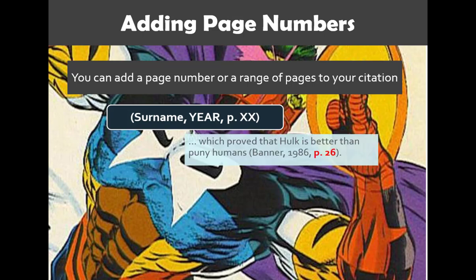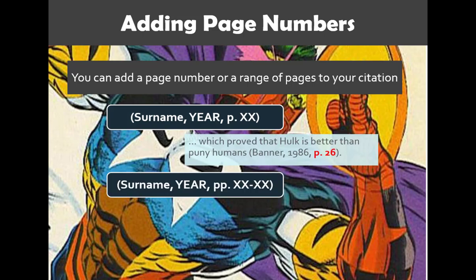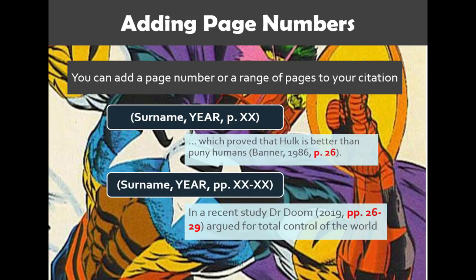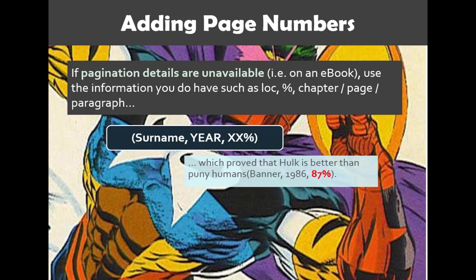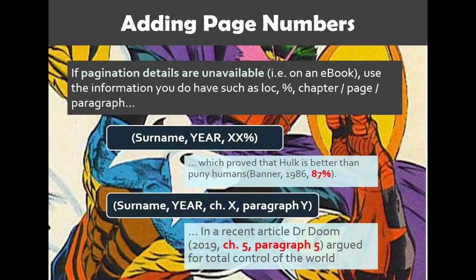You can also add a page number to your in-text citation for references to a specific idea in a document. For a range of pages, you'll need to put "pp." instead of a single "p.", and put the range of pages separated by a hyphen. If pagination details are unavailable, you can use any information available to localize the quote or the idea. For example, you can put a percentage of progress for an ebook, a paragraph number, a chapter, or part number.